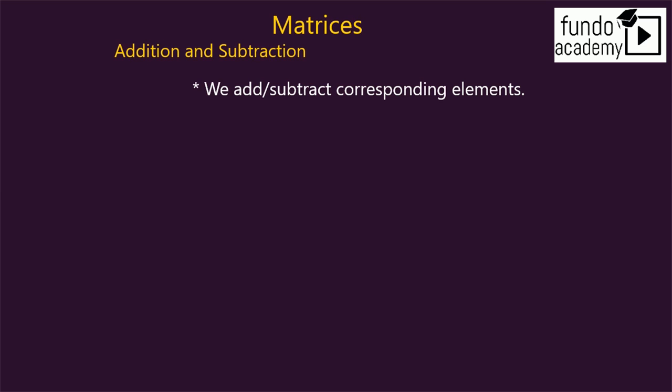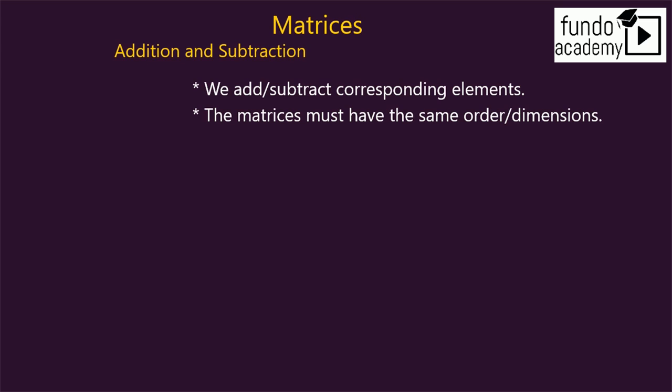And also you need to know that the matrices must have the same order or dimensions. In order for us to be able to add or subtract them, we're saying they must have the same order. So let's look at an example and try to see how we can add or subtract given matrices.